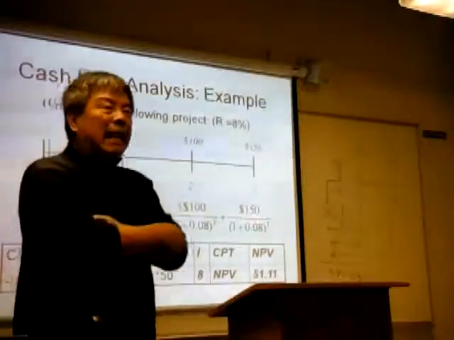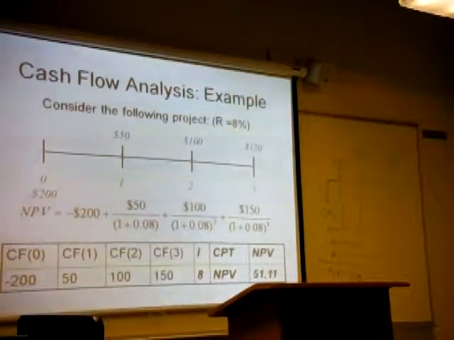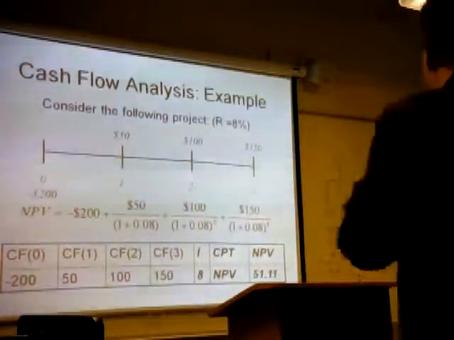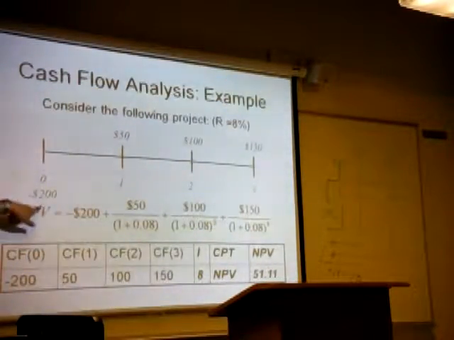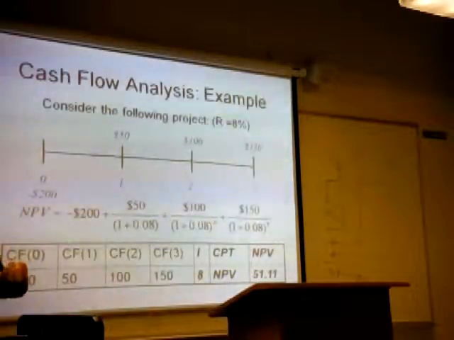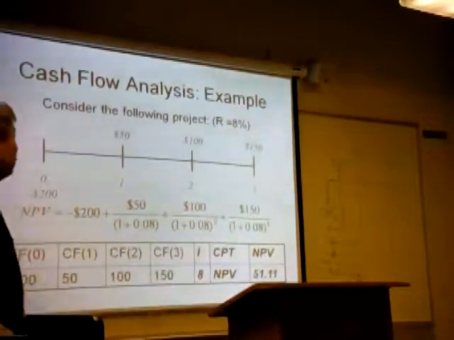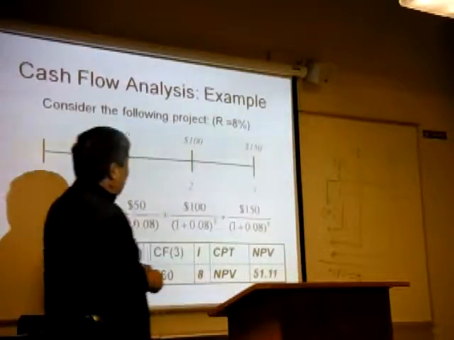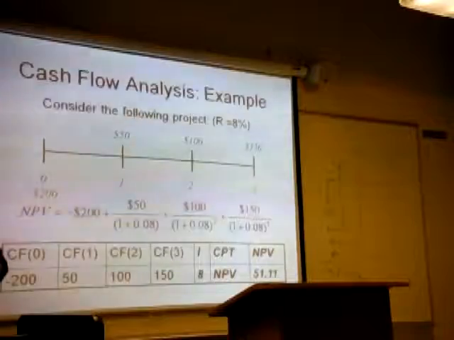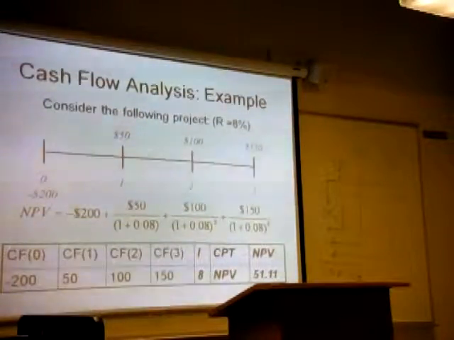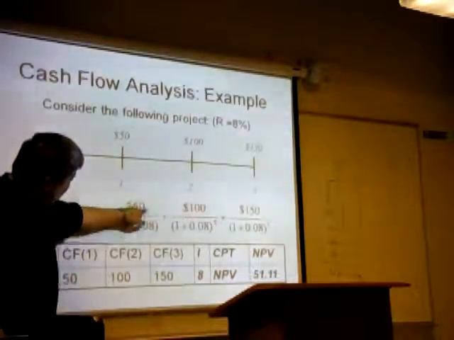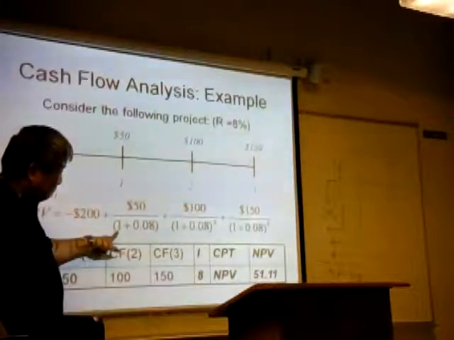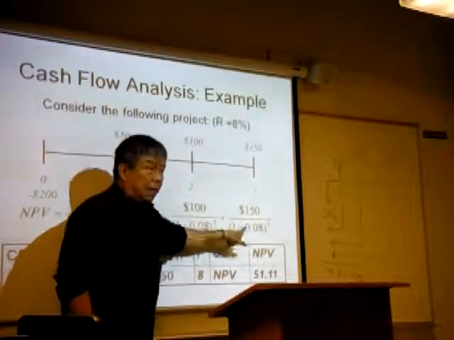Now let's look at an example by hand to see what that means. Here is a typical project involving multiple cash flows. Here are 4 cash flows. The initial investment of $200 represents a cash outflow. The future cash flows are 50, 100, 150. And the discount rate is 8%. Here we use the discount rate to represent the cost of capital, 8%. The net present value is the initial outflow plus the present value of 50, and so on. We discount them back.